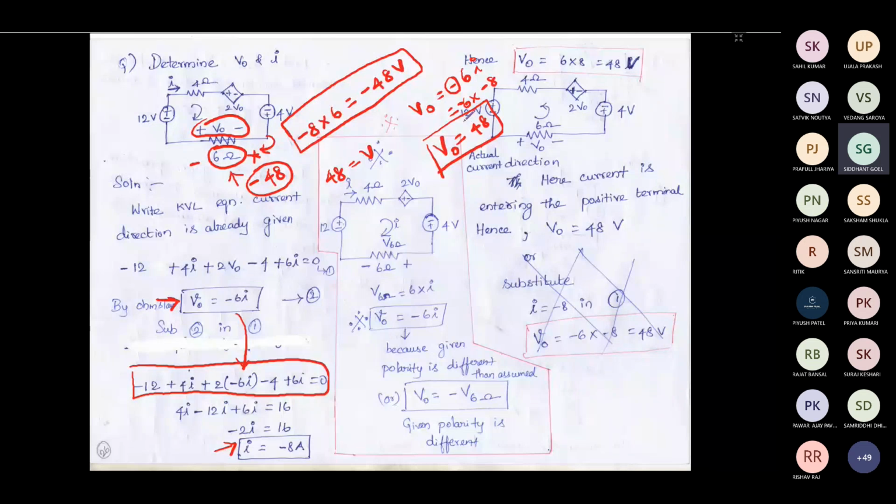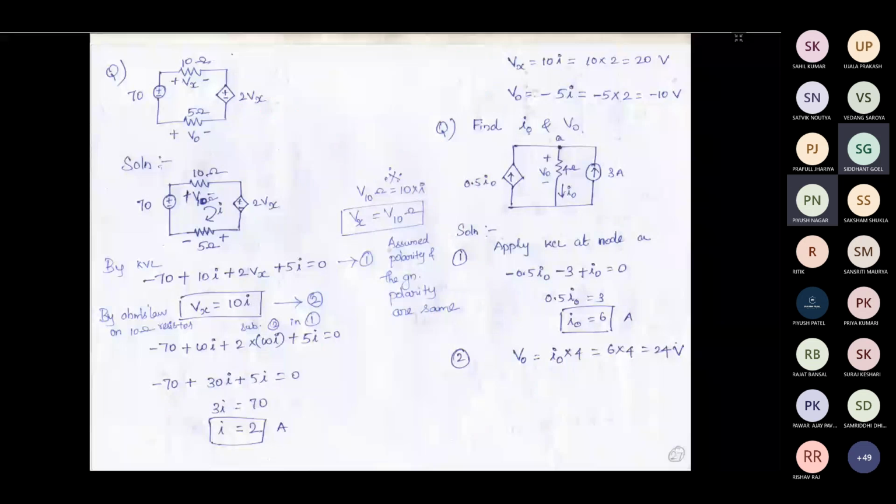Okay, so if you don't have any doubt, let me proceed further with some other problem so that it may be useful for you. Consider this circuit. In this circuit, they have already given the polarity for Vx, that is the voltage across this 10 ohm resistor, and the polarity for the voltage across this 5 ohm resistor. Now what they have asked us is to find V naught, the voltage across this 5 ohm resistor in this polarity.